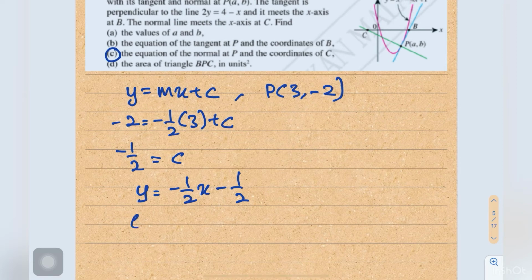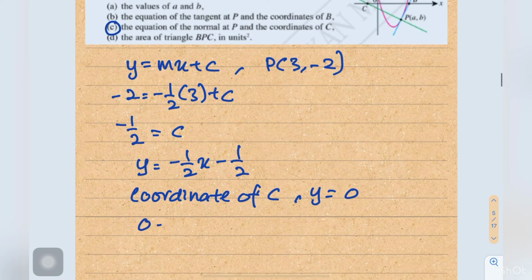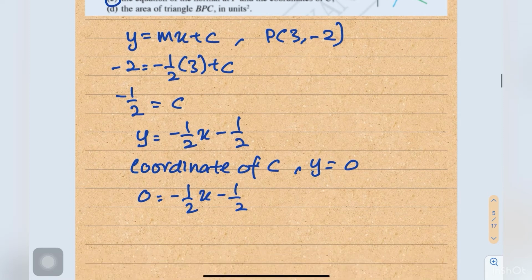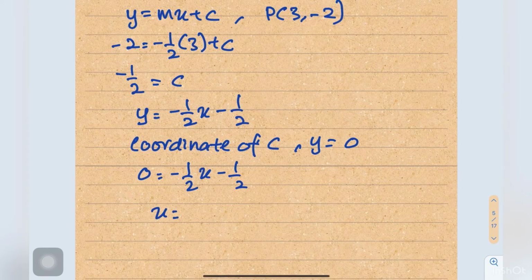So to find the coordinate of C, y equals 0. So 0 equals negative 1 over 2 x minus 1 over 2. So x equals negative 1. So therefore, coordinate C is negative 1, 0.